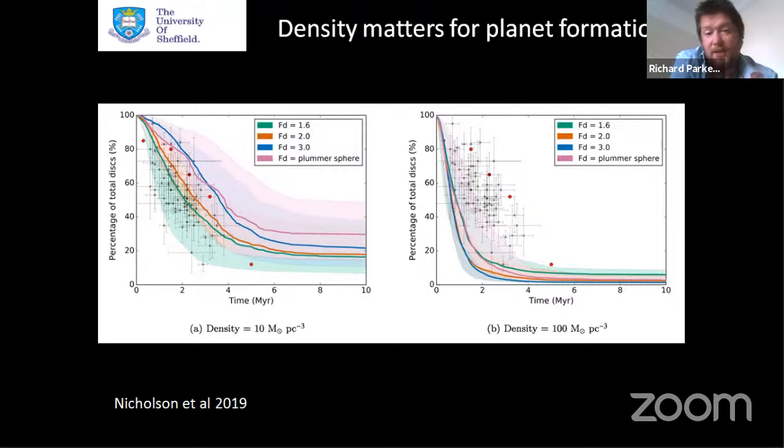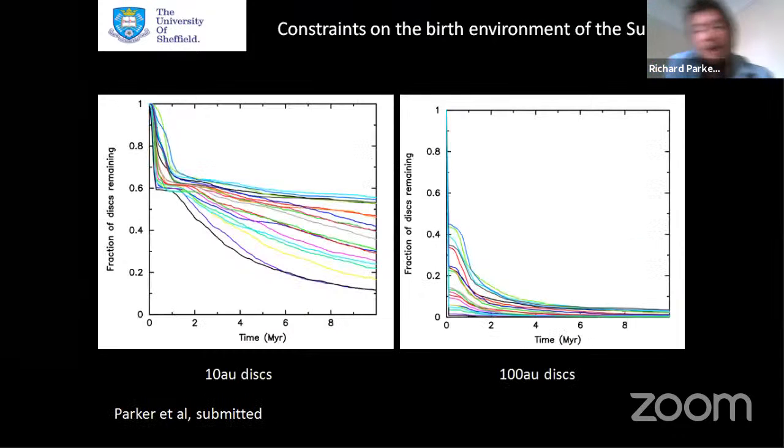So these plots are showing different stellar densities, and in these plots here, we're changing the initial disk radius. On the left-hand side, we're showing the evolution of disk fraction for disks that are all initially 10 AU, and on the right-hand side, we're showing the evolution of disk fraction for disks that are initially 100 AU. And just want to point out, if you start off with a disk that's more than a few tens of AU, you rapidly lose all of the gas from that disk.